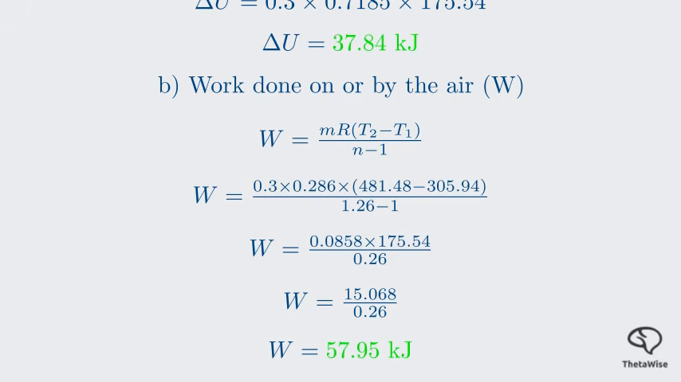I will follow the convention of the first law, Q equals delta U plus W, where W is work done by the system. So for compression, volume decreases, and work done by the system is negative. This means my answer of 57.95 kJ is the magnitude of the work, and the negative sign indicates it was done on the gas. The textbook's answer of 57.91 kJ is very close and matches this sign convention.